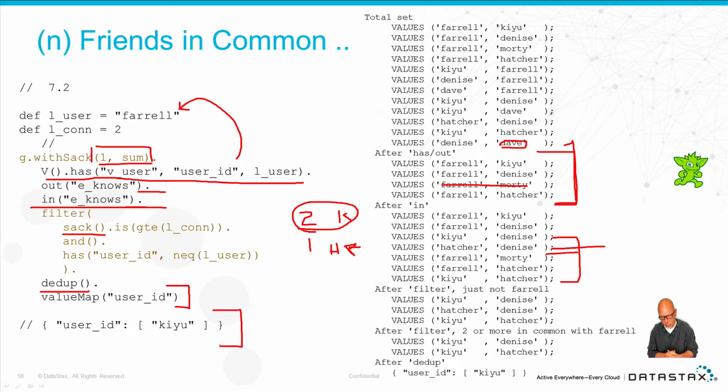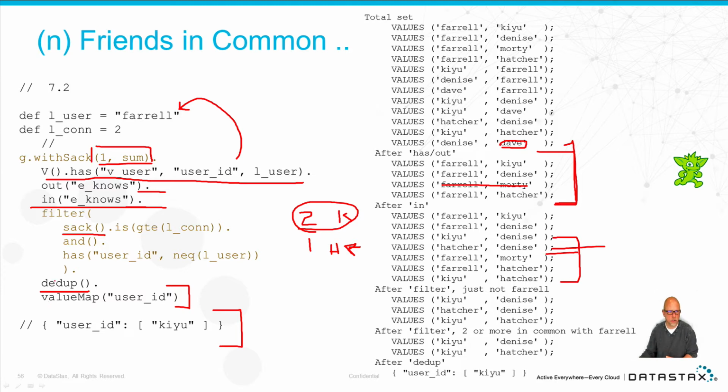Okay, so we know people in common. But how many people do we know in common? I want to know that we know a lot of people. And so the construct of with SAC, sum, and one, it's a counter. And with SAC is global to each traverser. That means it's going to count for just Q. It's going to count for just Hatcher. There were 2 Qs and 1 Hatcher, so the numbers were 2 and 1.